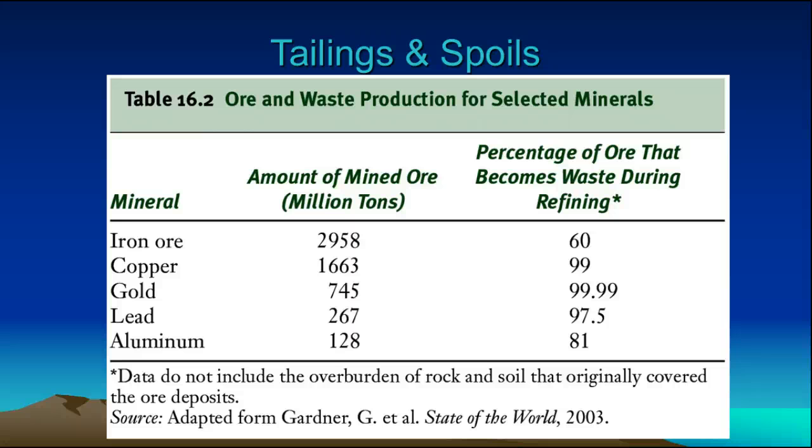So tailings and spoils, again, kind of make up the waste of this mineral production process. And if you just look at the data here, this does not even include that overburden that we talked about, the stuff that they just kind of dug up and put off to the side. And you can see that very high amounts of the ore are actually waste products that don't actually get used.